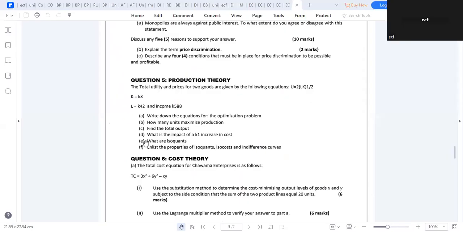Then we are also asked what are isoquants. What are isoquants and what are the properties of isoquants? I mentioned them. What are isoquants?